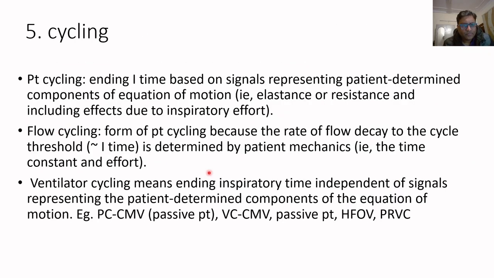Now coming to cycling. Patient cycling is ending the I time based on signals representing patient-determined components like elastance, resistance, and including efforts. Flow cycling is a type of patient cycling because the rate of flow decay to the cycle threshold, the I time, is determined by the patient mechanics, the time constant, and the effort.